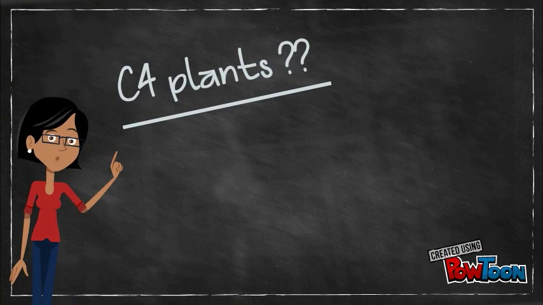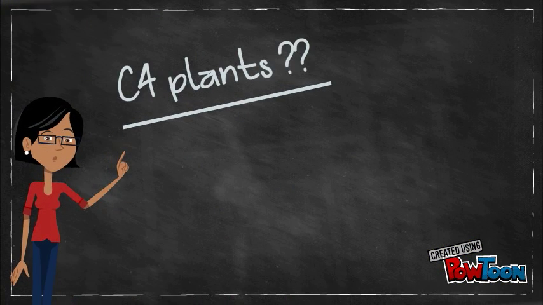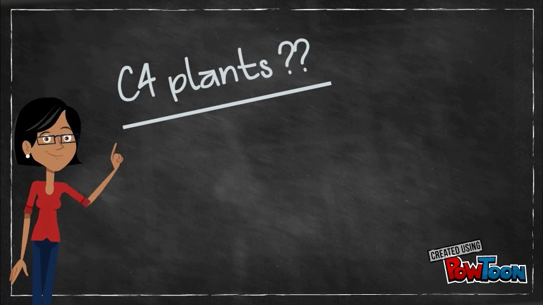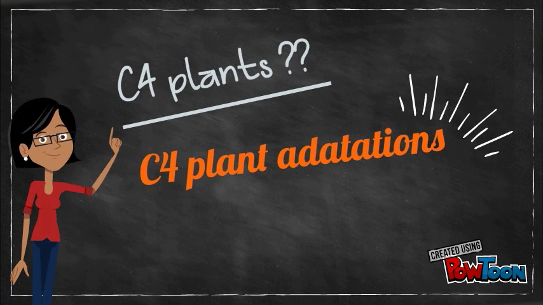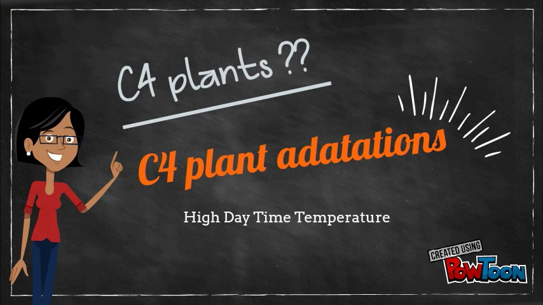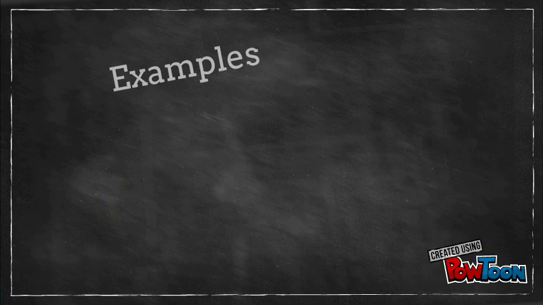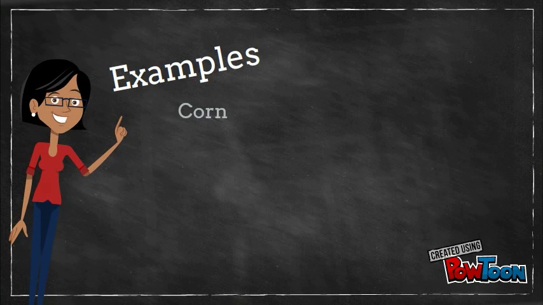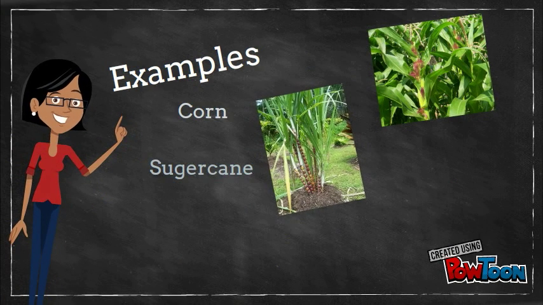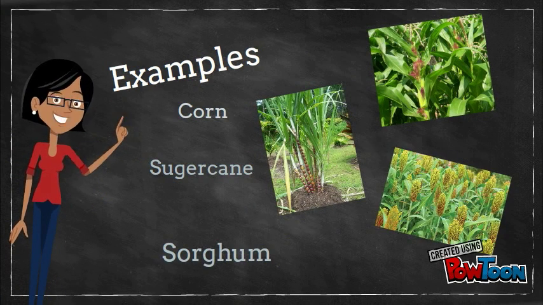What are the C4 plants? All use a supplementary method of CO2 uptake which forms a 4-carbon molecule. These plants are called C4 plants. C4 plant adaptations: high daytime temperature, high light intensity. Some examples of C4 plants: corn, sugarcane, sorghum.